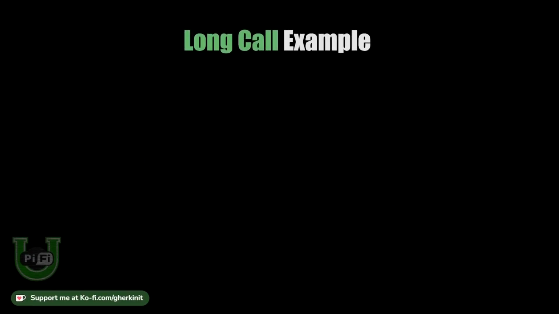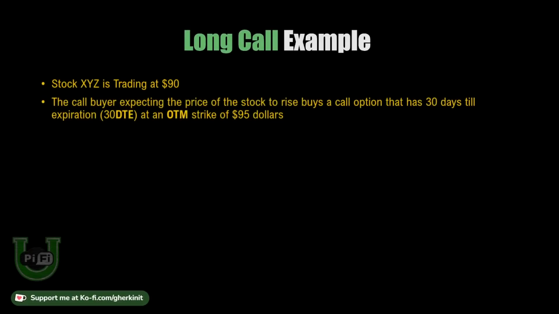So let's take a look at a long call example. Stock XYZ is trading at $90. The call buyer, expecting the price of the stock to rise, buys a call option that has 30 days till expiration at an out of the money strike of $95.